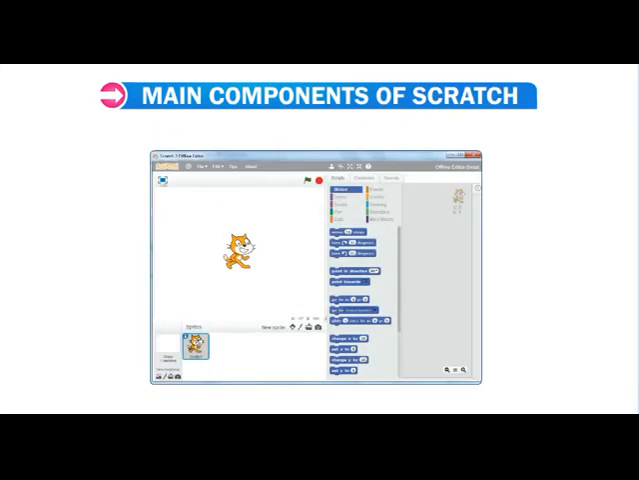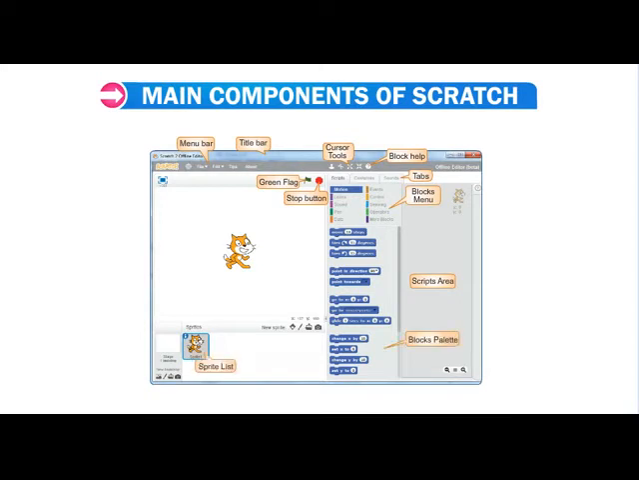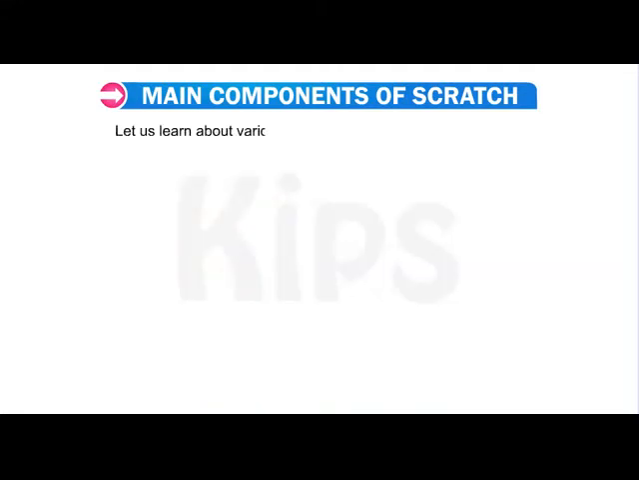Main components of Scratch: title bar, menu bar, cursor, tools, block help, green flag, stop button, tabs, blocks menu, script area, blocks palette, sprite list, backdrop icons, new sprite buttons, sprite stage, view, full screen. Let us learn about various components of the Scratch window.